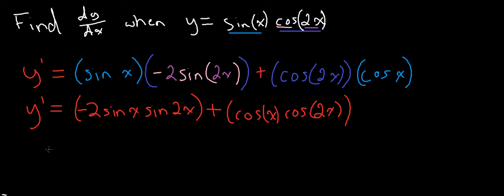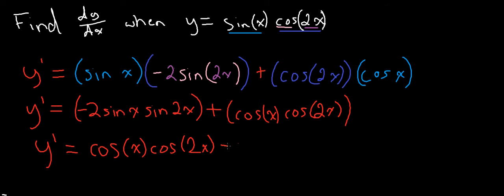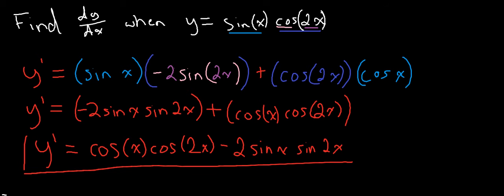And so finally, I can state this as y prime equals the cosine of x times the cosine of 2x times cosine of 2x minus 2 times the sine of x times the sine of 2x. That is the derivative that they were asking us to find.